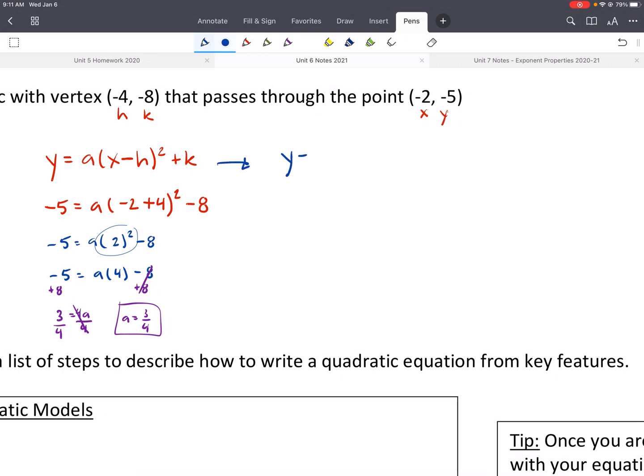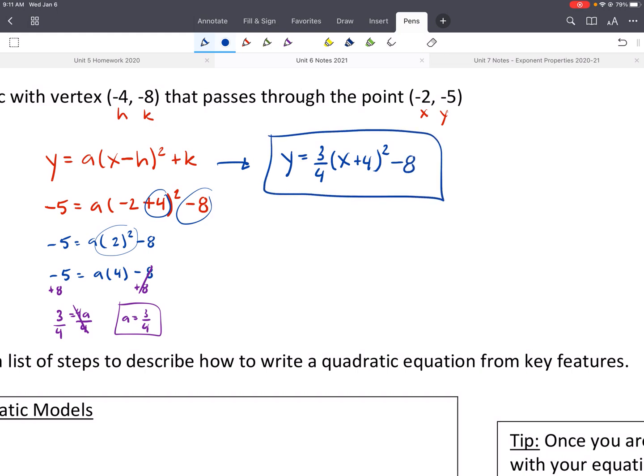So we have y equals a is 3/4. We'll do x minus a negative 4, so that's the plus 4. And again, that's the same thing that you plugged in here. And this is the same here for the k.